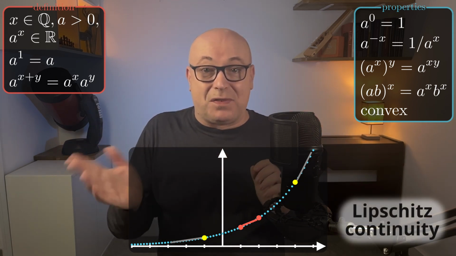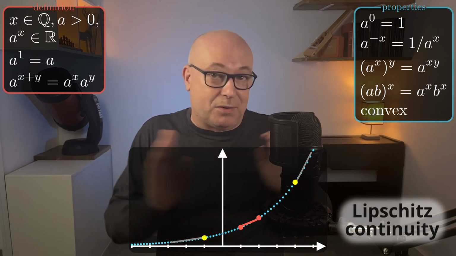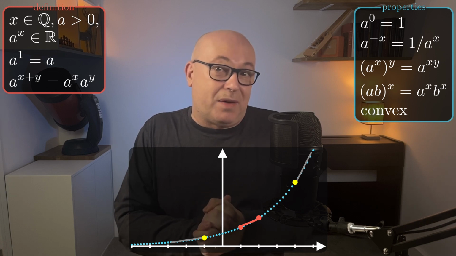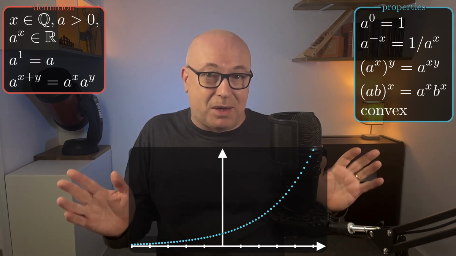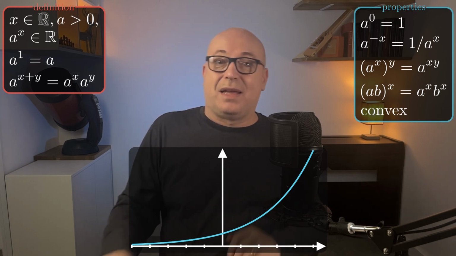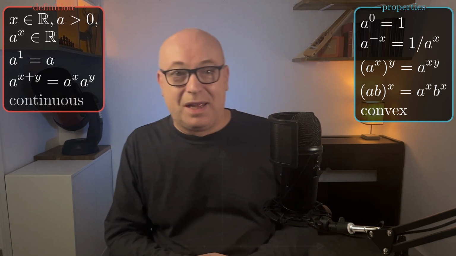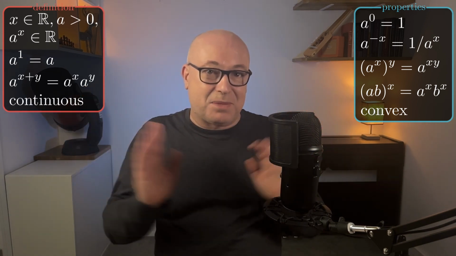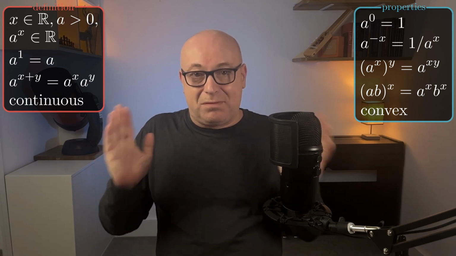And yes, it's enough to show that they lie on a continuous curve. So all we have to do is take the limit of rational exponents as they tend to any real exponent. So let's add continuity to our definition. And hurrah, we've defined exponentiation for all real exponents.